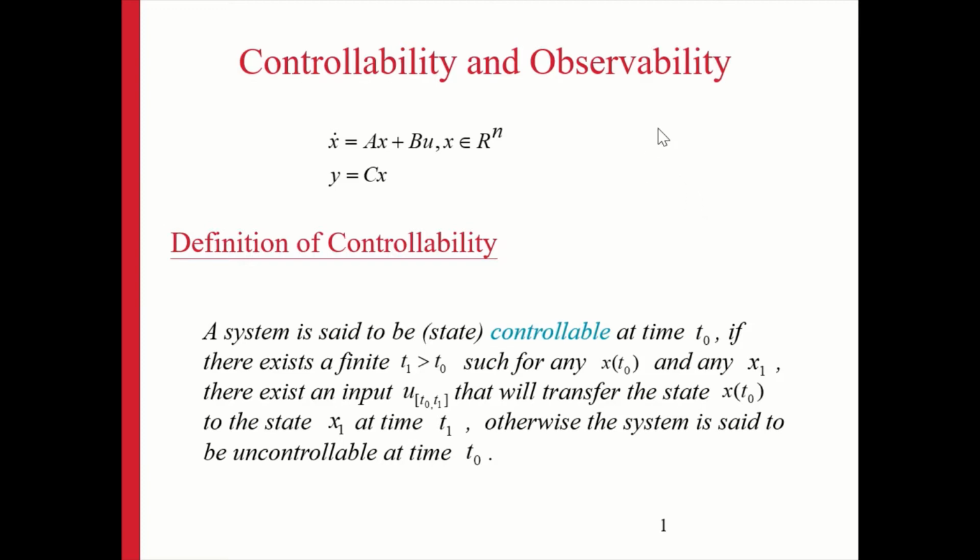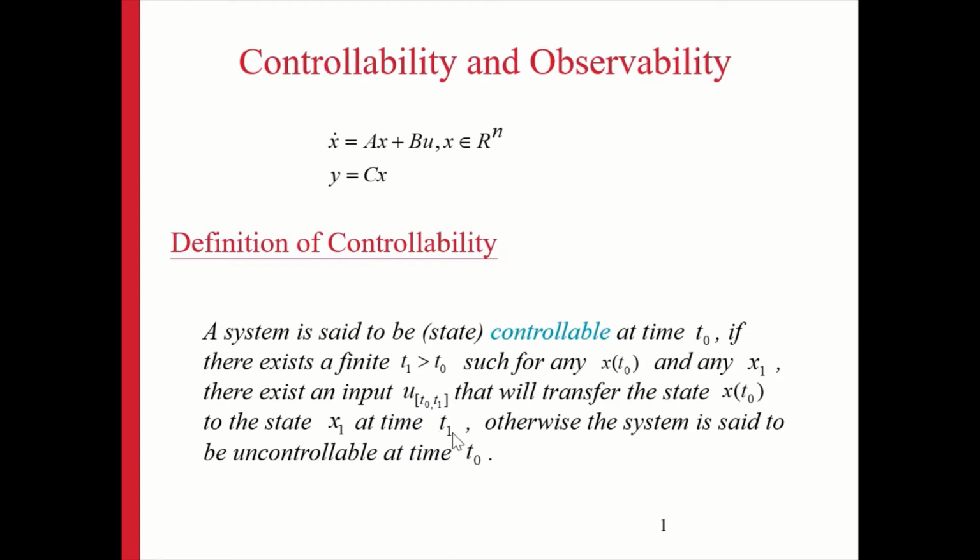So, a system is said to be controllable if at a time t0, that's the initial time, there exists a finite time t1, which is greater than t0, such that for any initial condition x0 and any final state x1, there exists an input which will transfer the state from the initial state x0 to the state x1 at time t1.